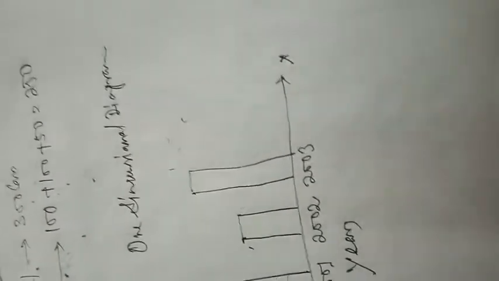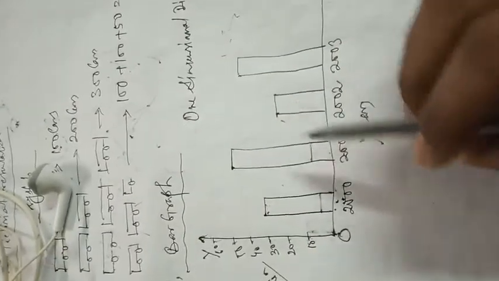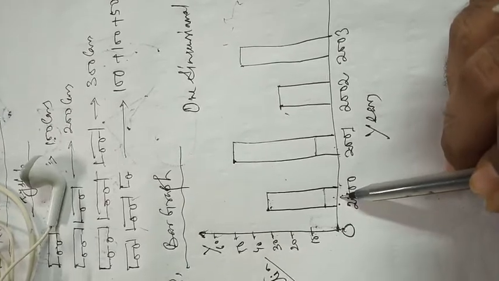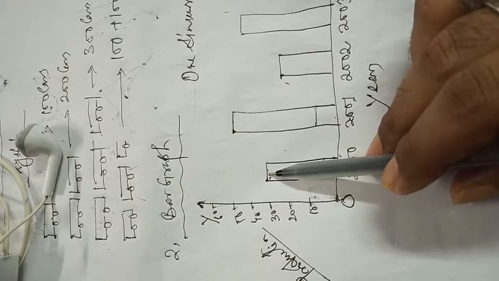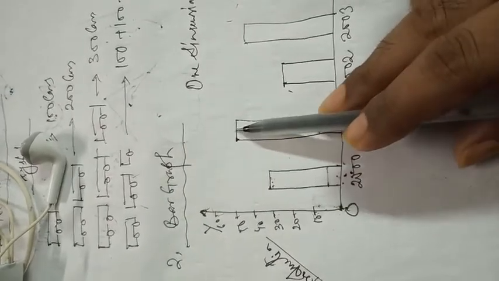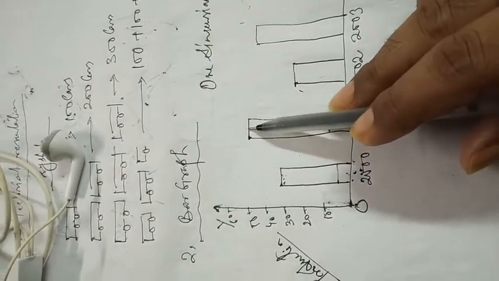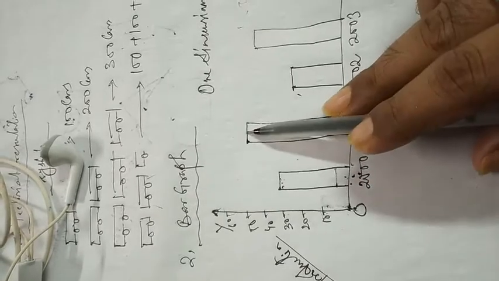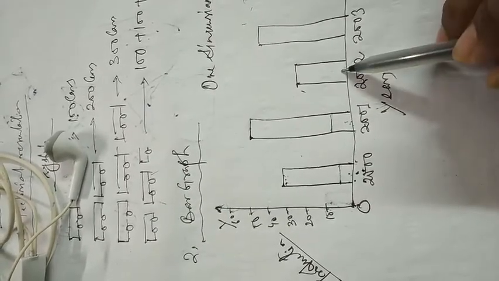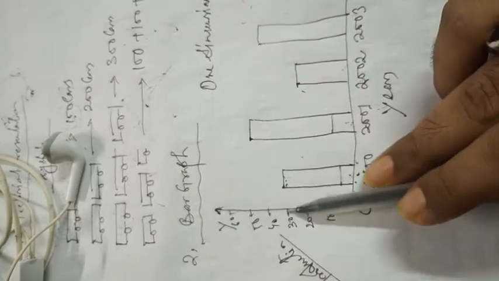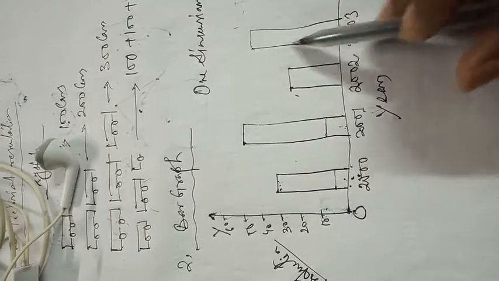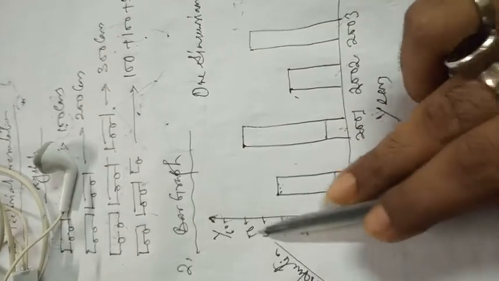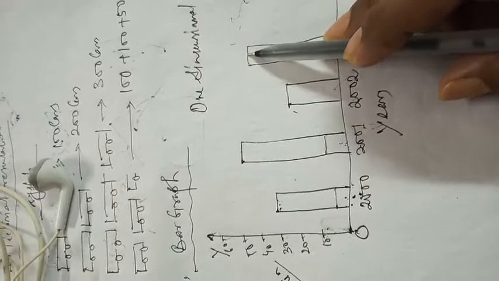So in this diagram, in the year 2000, a particular company produced 30 tons of production. In 2001 it produced 50 tons, because this bar reaches up to 50. In 2002, between 20 and 30, we can write 25 tons of production. In 2003, between 40 and 50, we can say 45 tons of production.